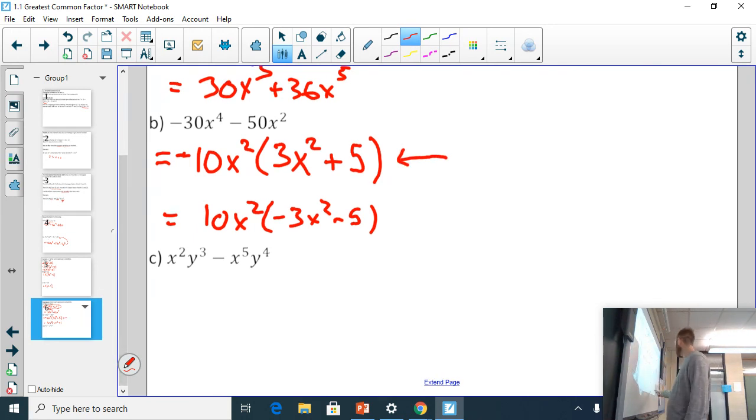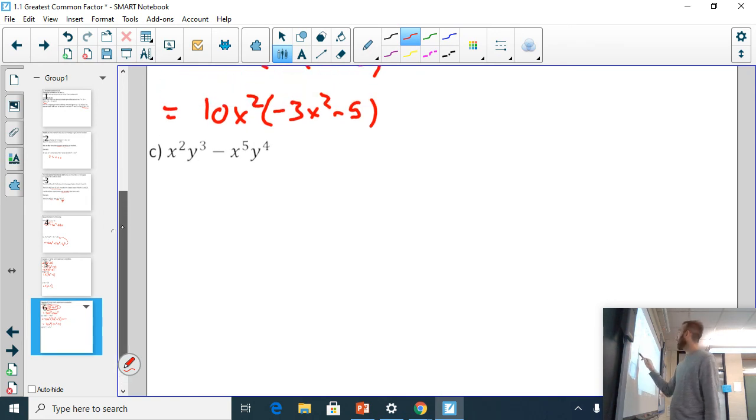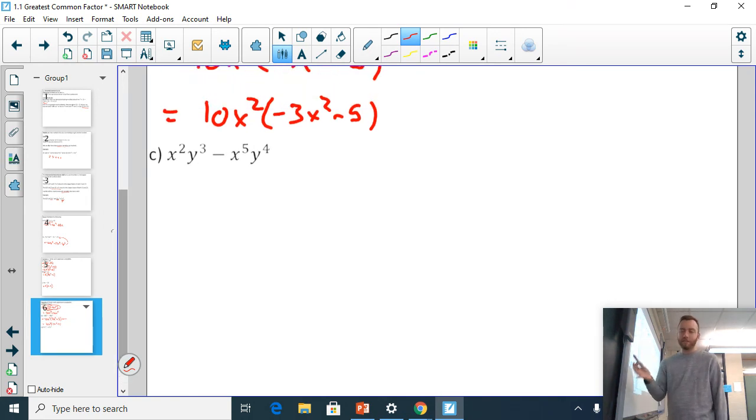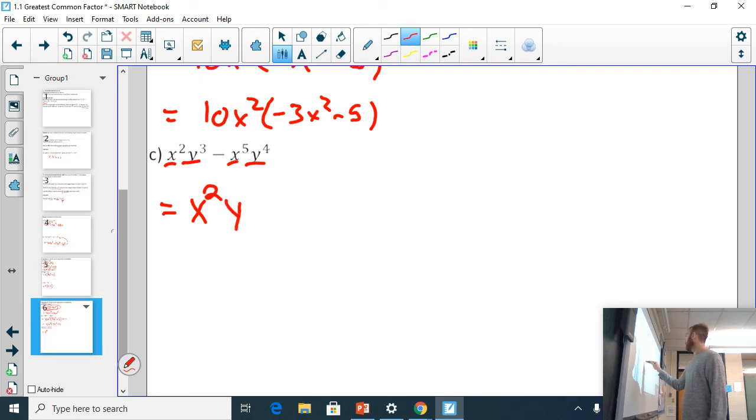And now this one might look weird, but don't freak out. I think this one might actually be easier than the others in a way, because we don't even have to worry about the numbers, right? So there's no numbers, so I'm going straight to the variables. What's the most amount of x's each one of these share? This one has 2, this one has 5. So the most amount they share is x squared. And now what's the most amount of y's they share? Y cubed, right? That one is 3, that one is 4.